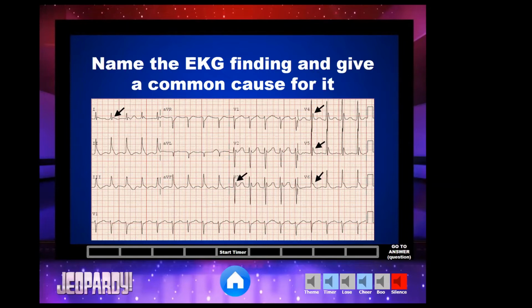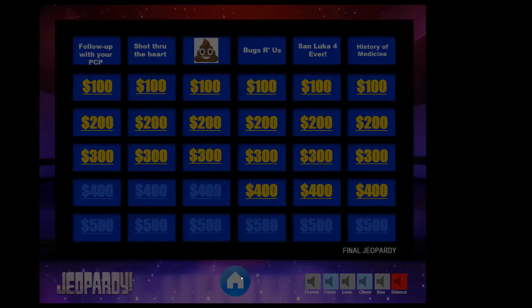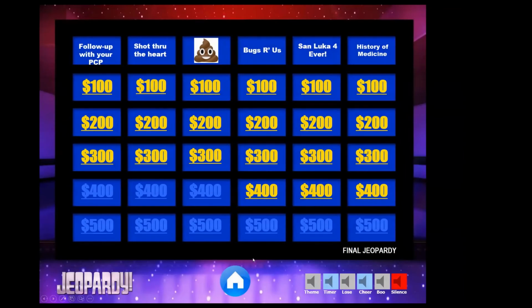We want to say it's an epsilon wave, arrhythmogenic right ventricular dysplasia. You sure? All right. Unfortunately, it is the incorrect answer. Epsilon wave appears in a similar position in the waveform, but this was actually an Osborn wave, which is seen in hypothermia. So incorrect for team 3. I am sorry. Moving forward to team 1.